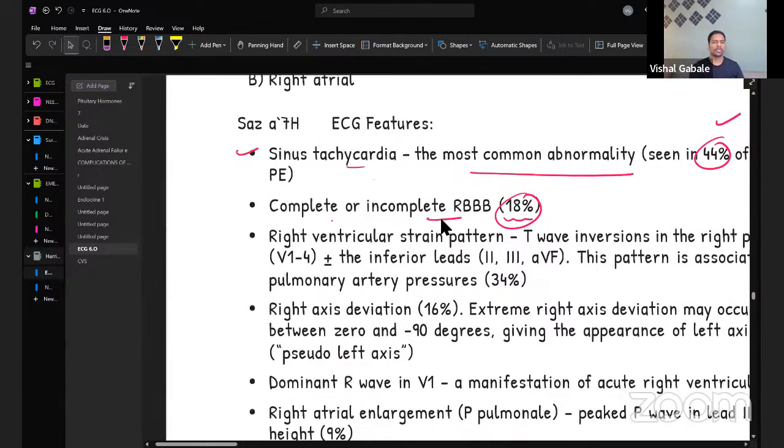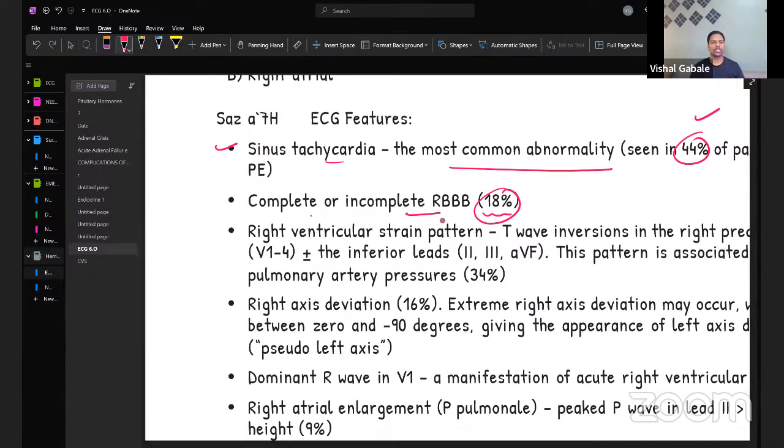Now RBBB. So we're talking about the pulmonary embolism. Most common finding is sinus tachycardia. How much? 44%. Second is complete or incomplete right bundle branch block. And third is right ventricular strain pattern. It is seen in almost 34%. Okay. So this is very important.